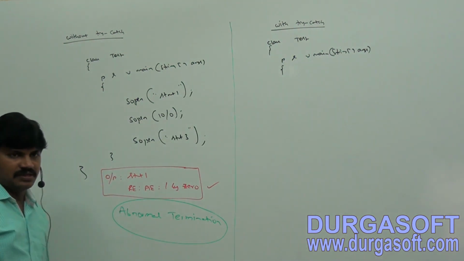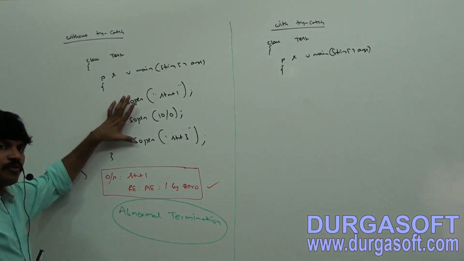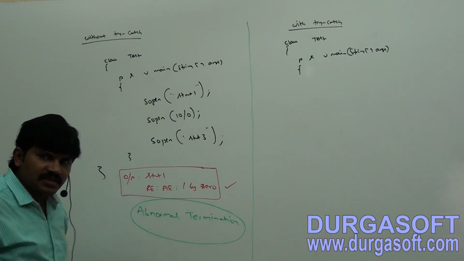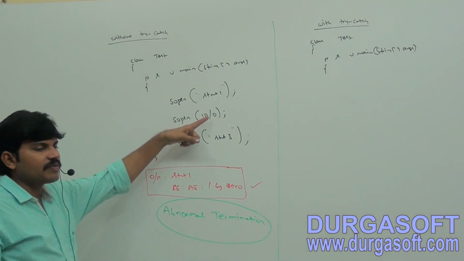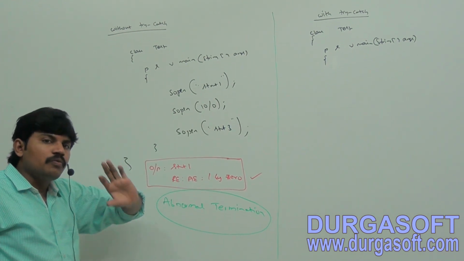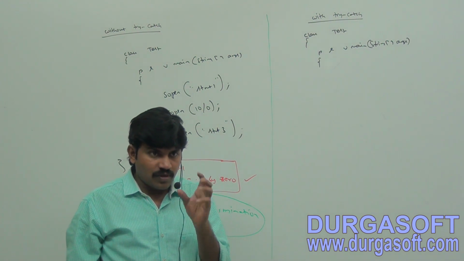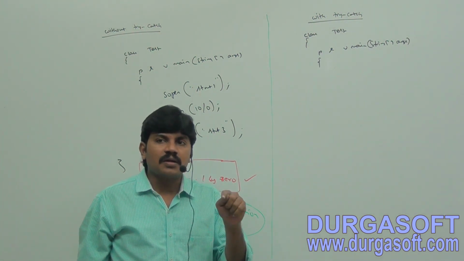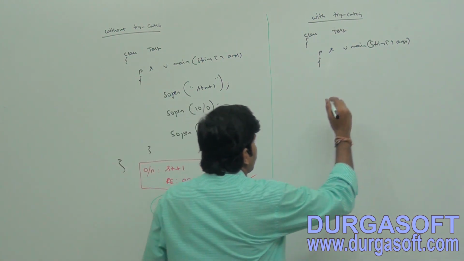System.out.println statement 1. Listen, sir, among this code, which line may raise an exception? System.out.println of 10/0. The code which may raise an exception is called risky code. Boss, it is the risky code. That risky code we have to take inside a try block. Now observe this one.